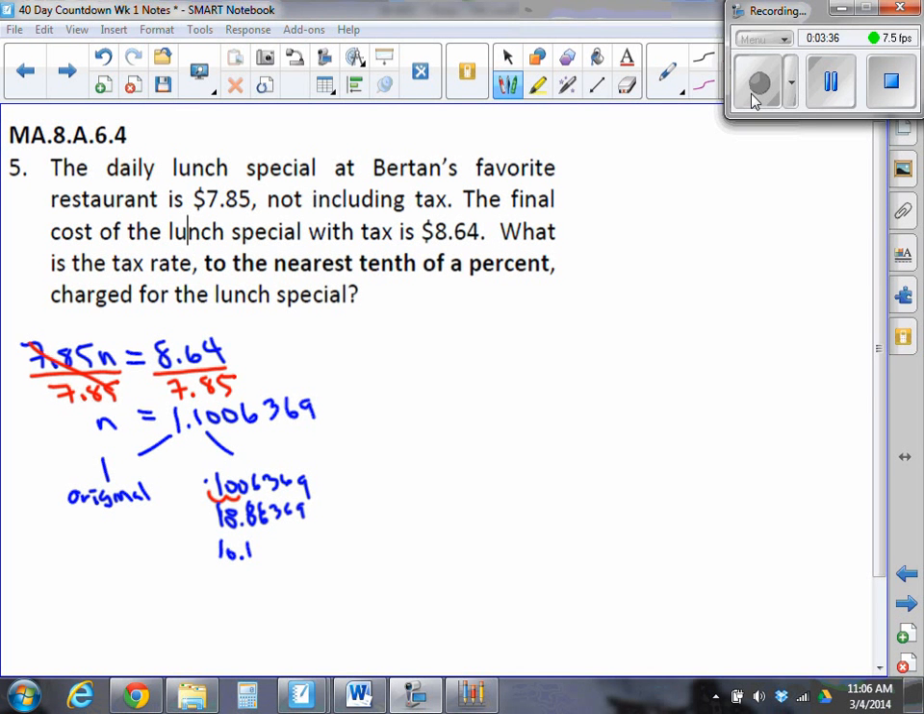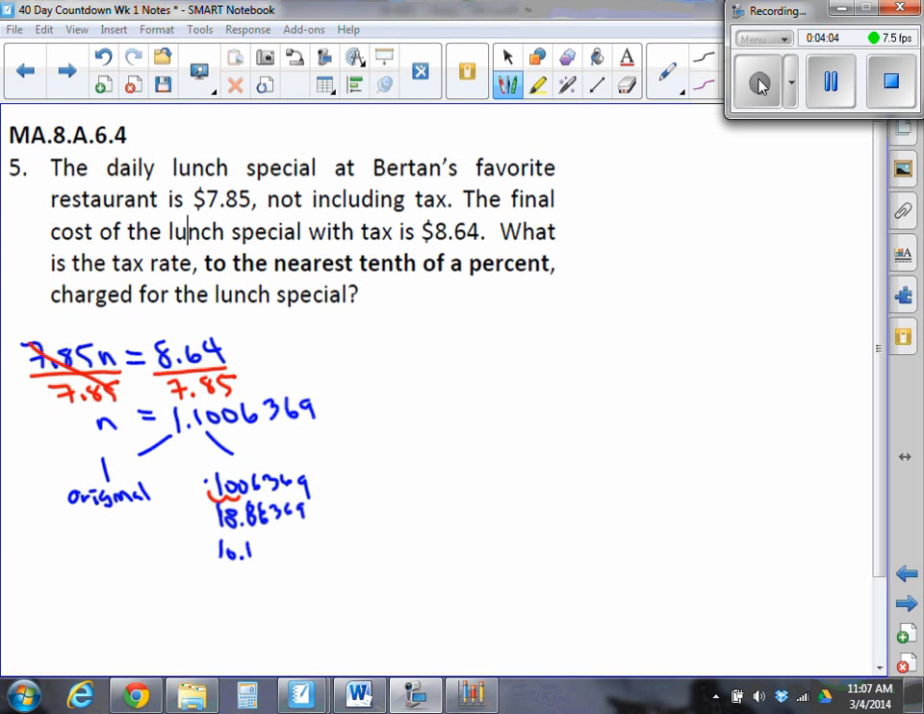All right, so I'm going to show you a different way to do the sales tax problems. If we look at this scenario again, we had a daily lunch special at Bertrand's favorite restaurant being $7.85, not including tax. The final cost of the lunch special with tax is $8.64. And they ask you, what is the tax rate to the nearest 0.1%?